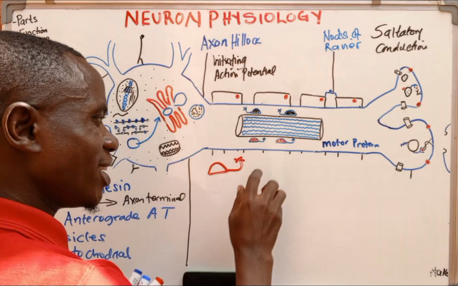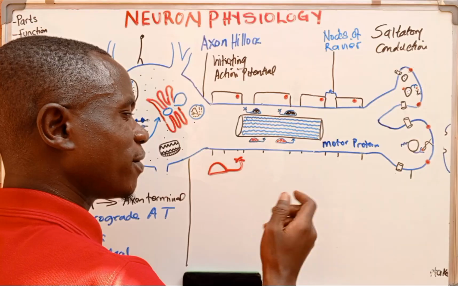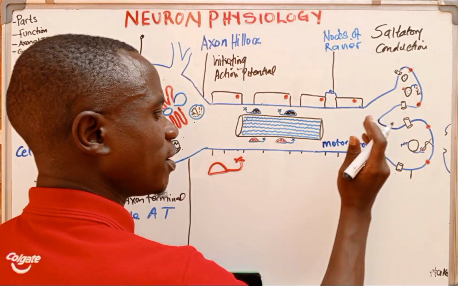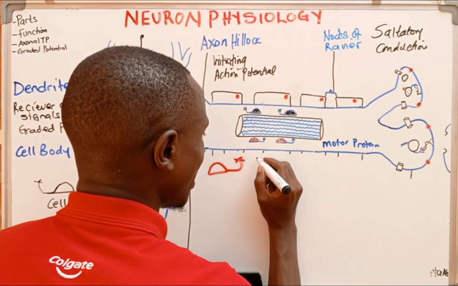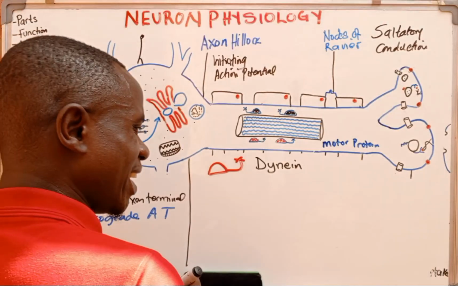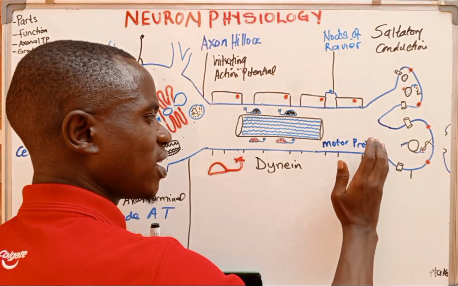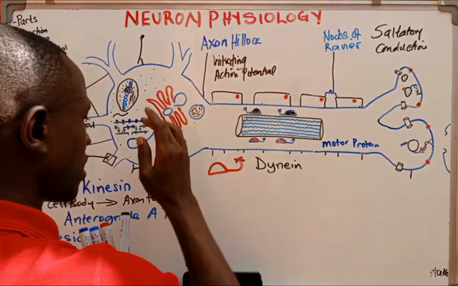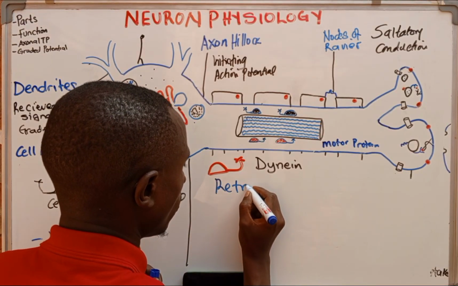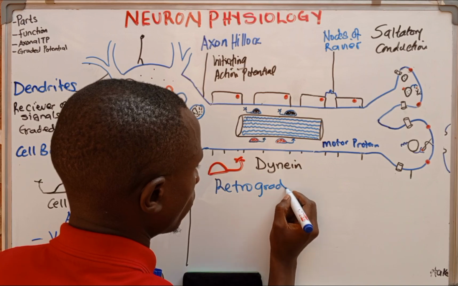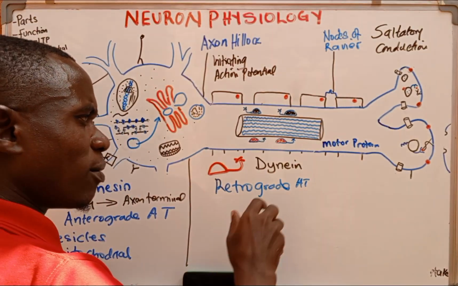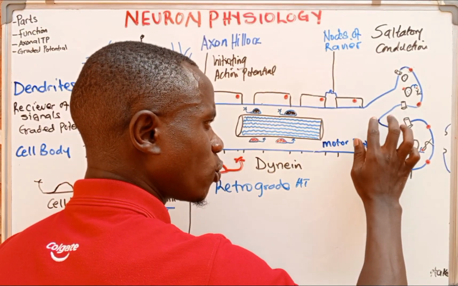Of course, this kind of airplane is going to be transporting different substances. This kind of motor protein that moves things from the axon terminal to the cell body is what we call dynein. Because they are moving things from the axon terminal to the cell body, we call that kind of transport retrograde axonal transport.